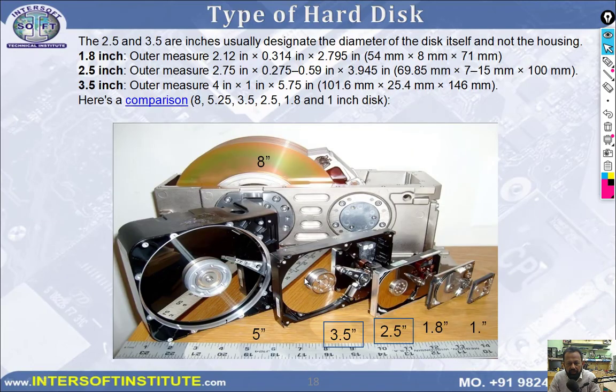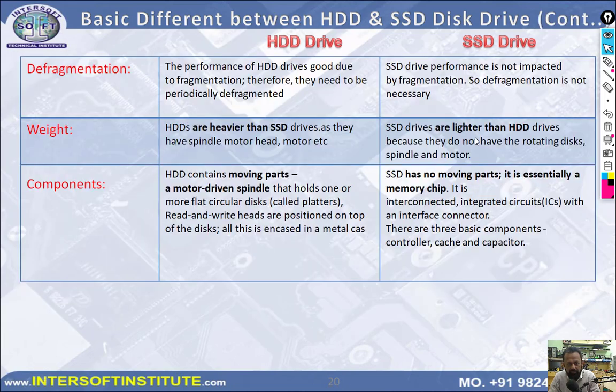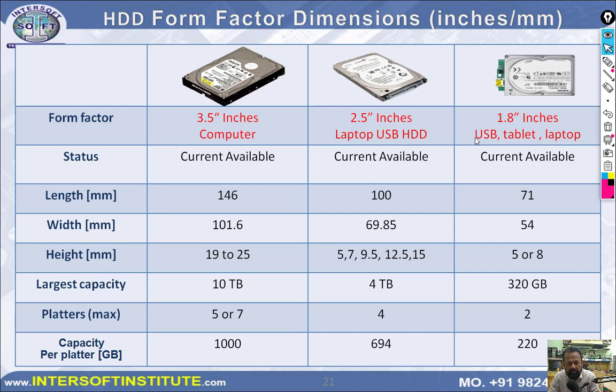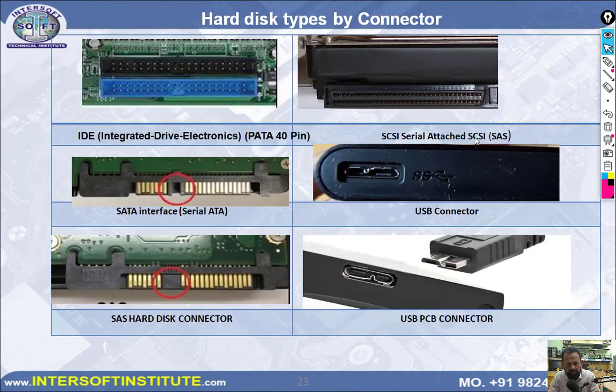So there are different types of hard disks, very rarely we will find 1.8, 2.5, 3.5, 5 inch or 8 inch like that. There are two types of storage, HDD storage and SSD drive. HDD means it is a magnetic storage which has moving parts, and SSD is a solid state drive. Okay, the difference. There are different sizes of hard disk, 1.8, 2.5 and 3.5. They have different storage sizes and capacities. SSD also has different sizes, 2.5, 1.8 and 3.5.